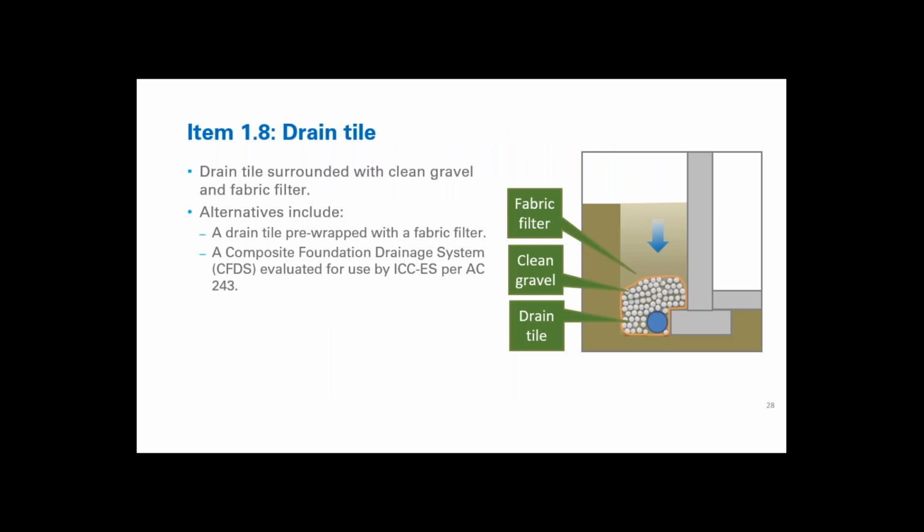The last foundation requirement is 1.8. That's a requirement for drain tile to be installed at the footings of basement and crawl space walls. The drain tile needs to be level or sloped to discharge the water to daylight or to a sump pump, and then surrounded with clean gravel and a fabric filter. That's also known as a French drain. The purpose of this requirement is to drain away water that might accumulate at the bottom of the foundation wall.